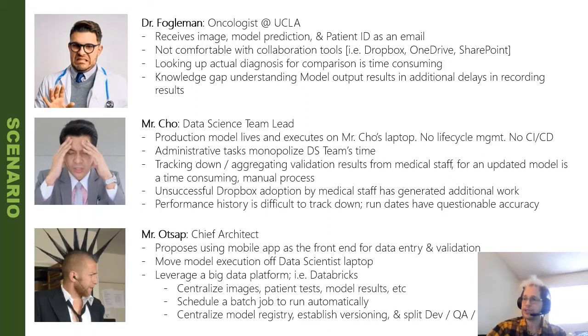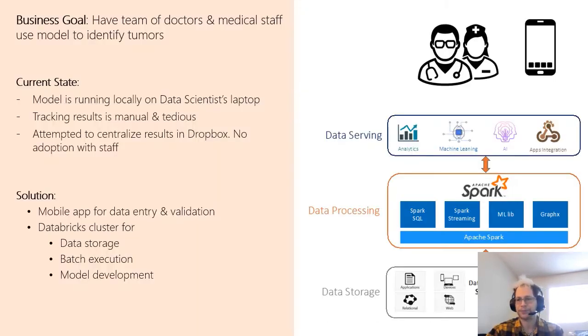Chief Architect Mr. Otsap has had this drawn to his attention. He proposes using a mobile app as the front end for both the doctors and the data science team. This will streamline their collaboration, significantly reducing administrative efforts and manual tracking, allowing for quicker responses, and even maintaining a historical lineage. On the back end, leverage a big data platform, not your personal laptop.